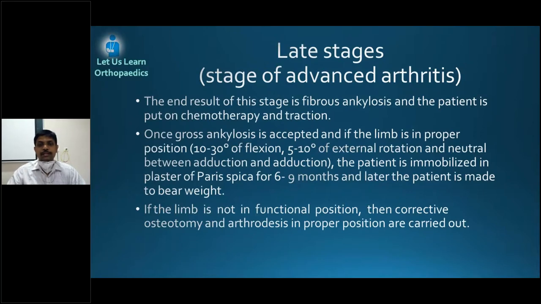So initially traction, chemotherapy. If the patient is doing well, plaster spica immobilization for 6 to 9 months, and then later the patient is made to mobilize. If the limb is not in functional position, it is in abnormal attitude, then corrective osteotomy and arthrodesis are the treatment modalities in advanced arthritis.